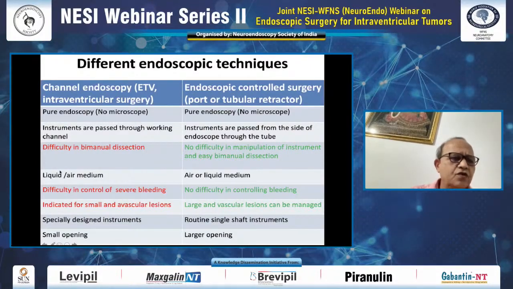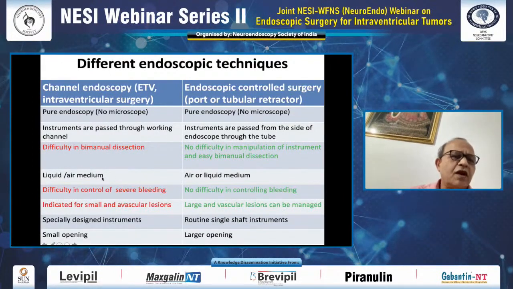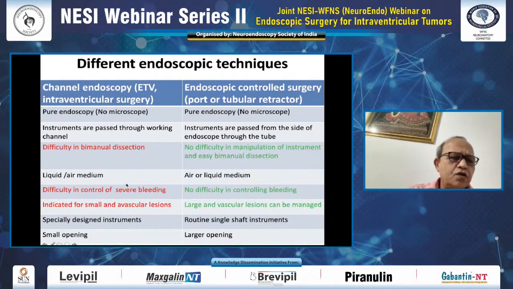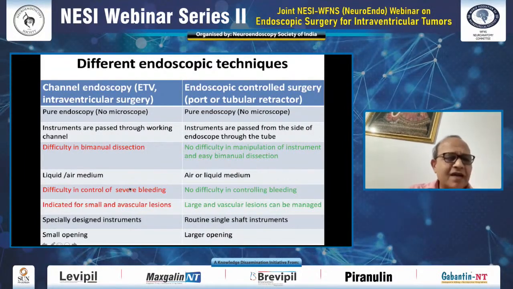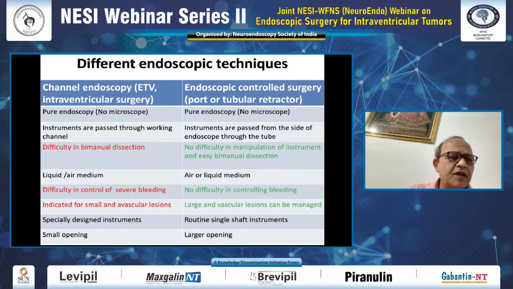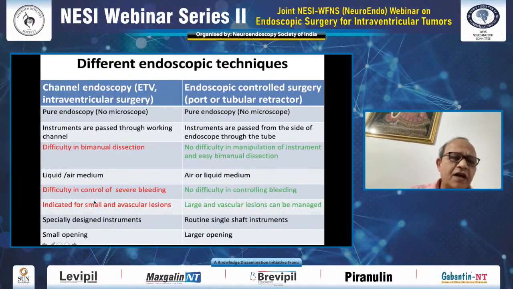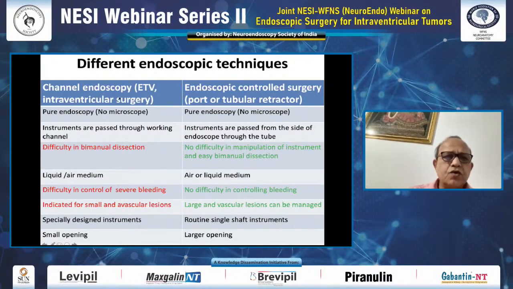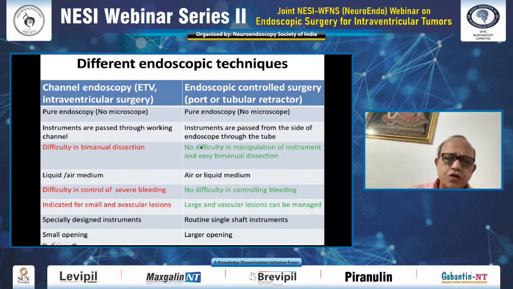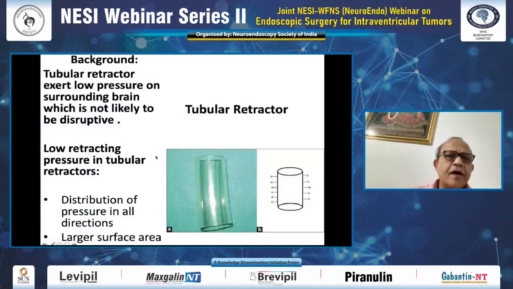In channel endoscopy also, one can use liquid media or air media. If there's a bleeding which is not controlled, then you can convert this liquid media into air media to see the bleeding vessels. But by and large, there is a difficulty in controlling severe bleeding, and it should be done in small and avascular lesions. So the indications of channel endoscopy and the indications of tubular retractor endoscopic surgery should be known.